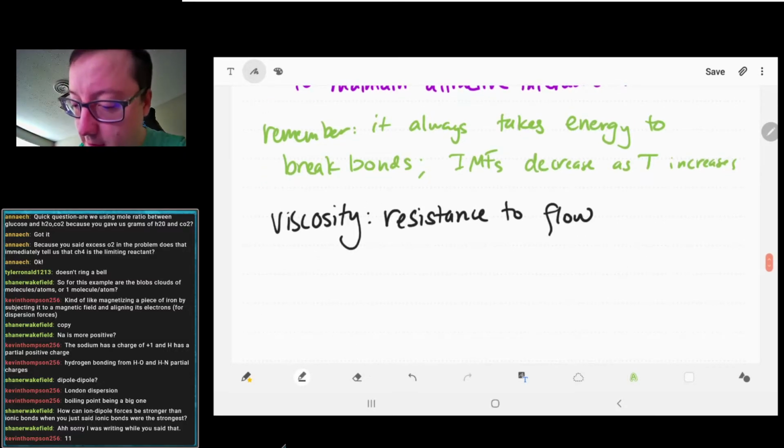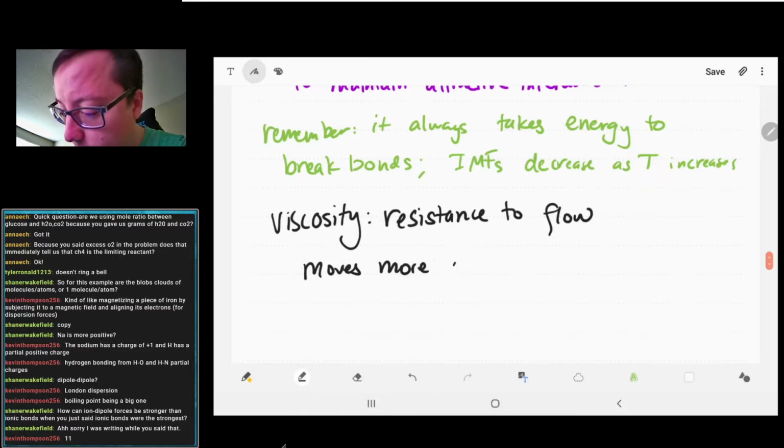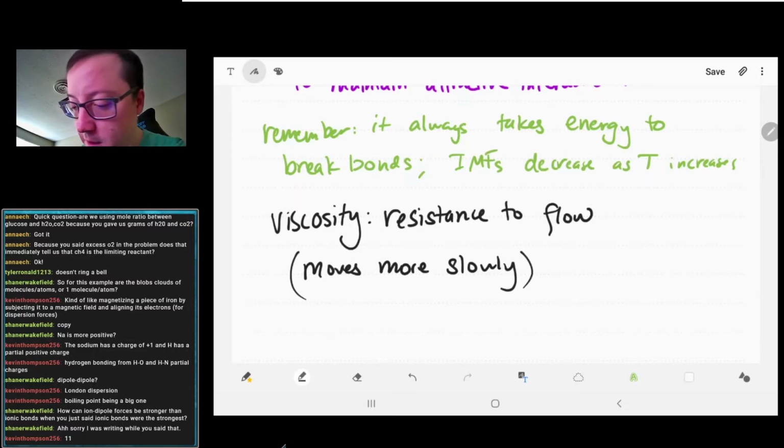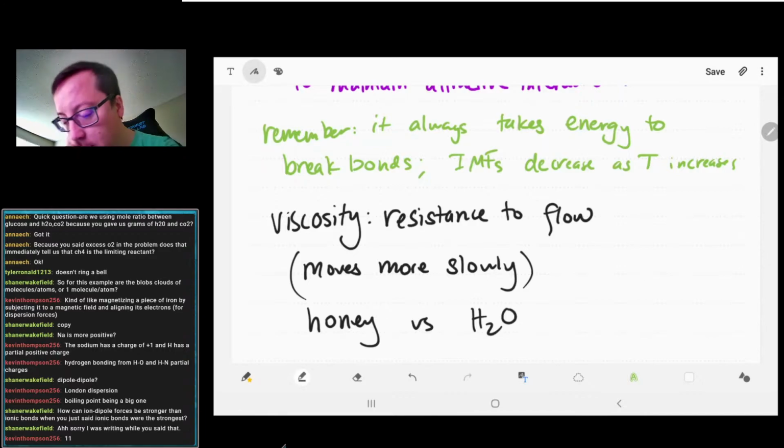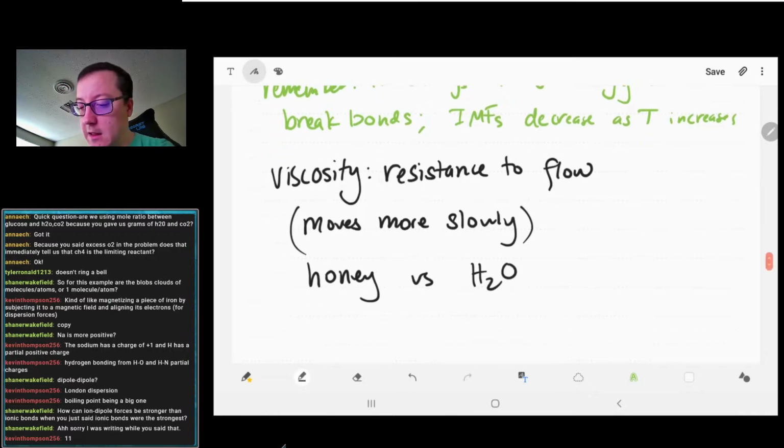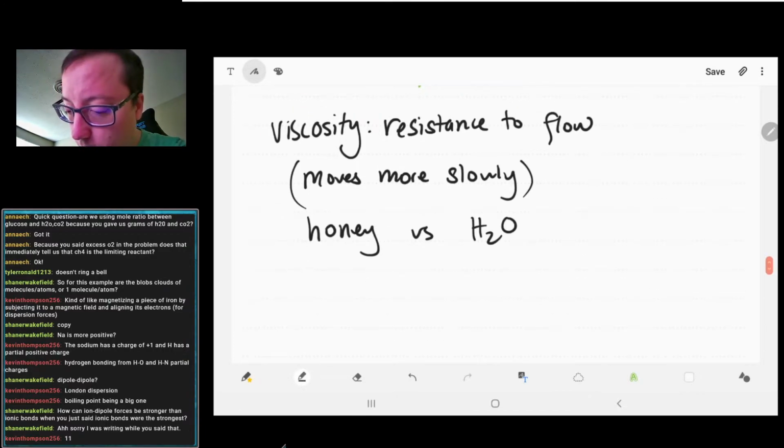And that means that it moves more slowly. So more viscous means it moves more slowly. So if we're comparing something like honey versus water, we know that honey is going to be more viscous.